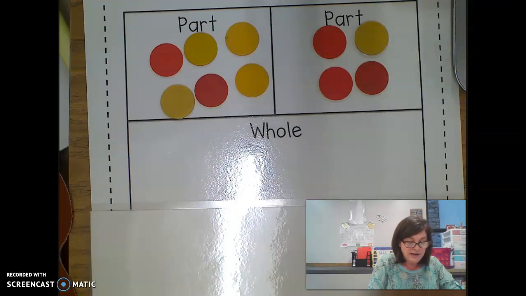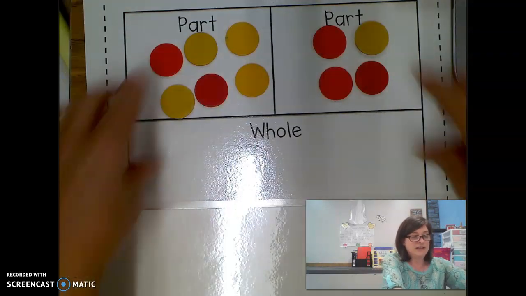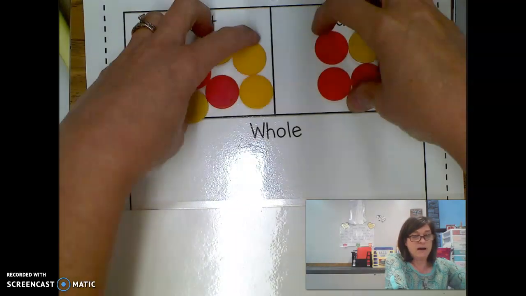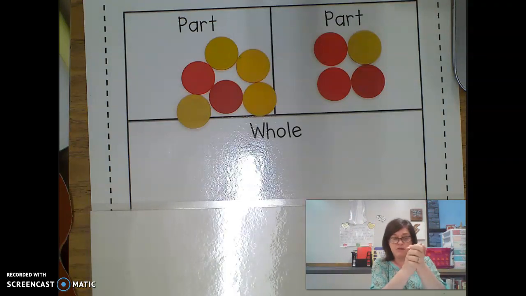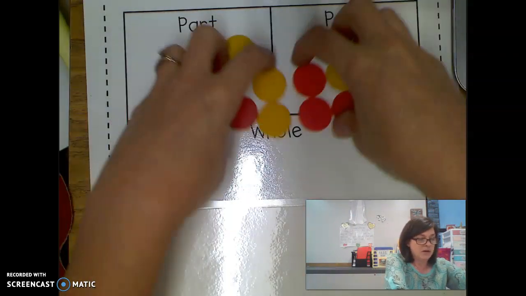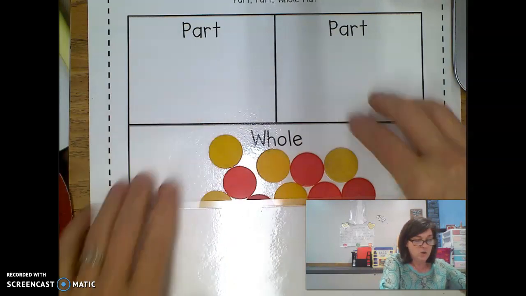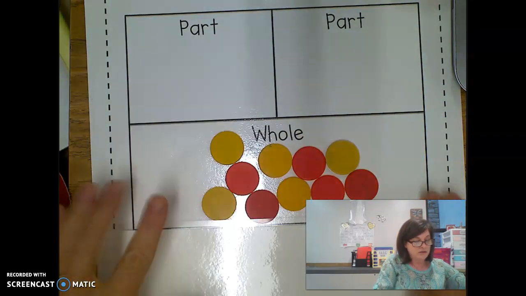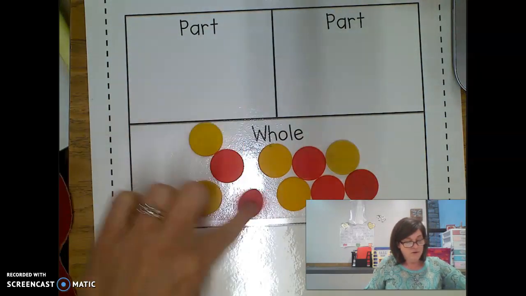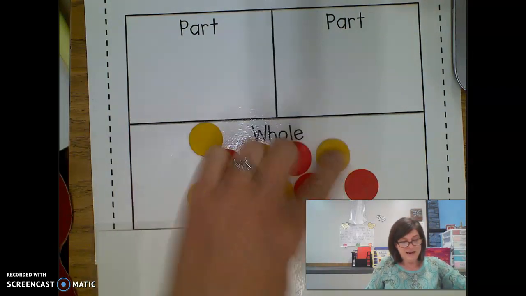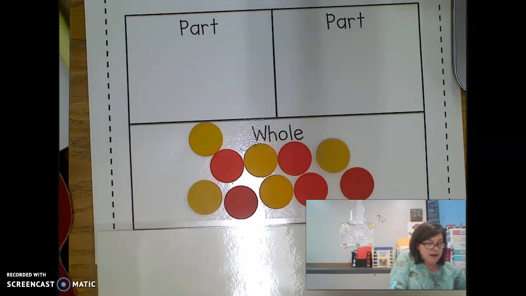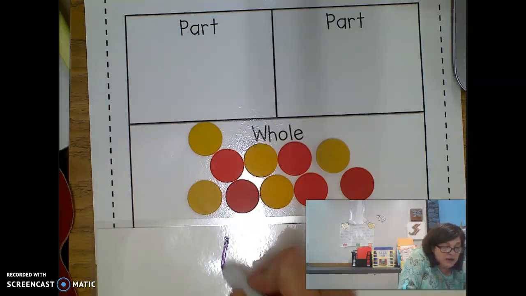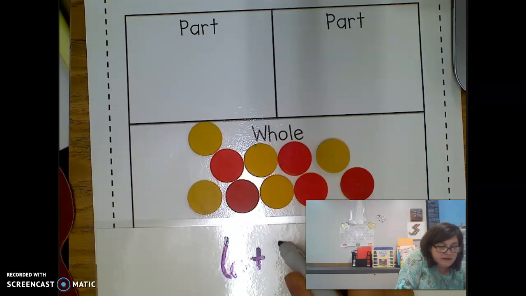So what I can do next in order to find my answer is take both parts. Remember how we did it, part, part, whole. I'm going to take them and slide them all down into my whole. And now I can count. 1, 2, 3, 4, 5, 6, 7, 8, 9, 10. So this is what our problem would look like: 6 plus 4 equals 10.